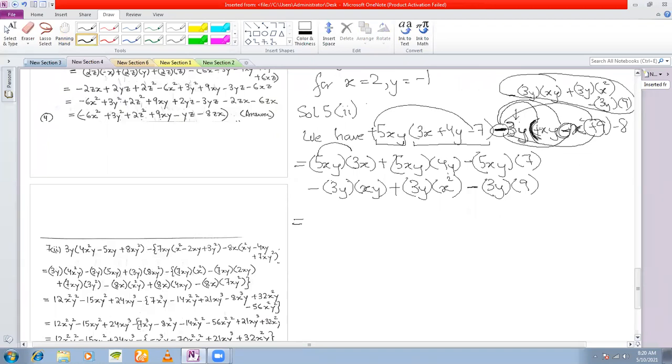So you have 5 and 3 combining to give you a 15. You have x and x combining to give you an x square, and you have a single y. Next, a plus sign. 5 into 4 combined to give you a 20. You have a single x, and you have these two y's combining to give you a y square. Again, you have a minus sign. 5 and 7 will combine to give you a 35. And xy, you have a lone xy. So you give xy simply.